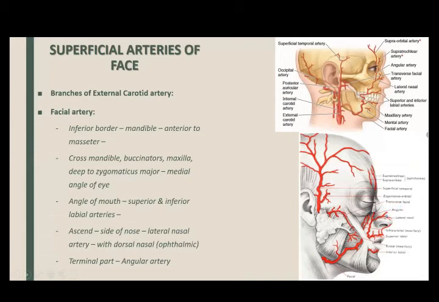internal carotid. So this once again, lateral wall of the nose, once again becomes a site where external carotid and internal carotid they anastomose, site of anastomosis of external and internal carotid. So we were talking about the facial artery. But as the facial artery ascends, it gives off lateral nasal artery.